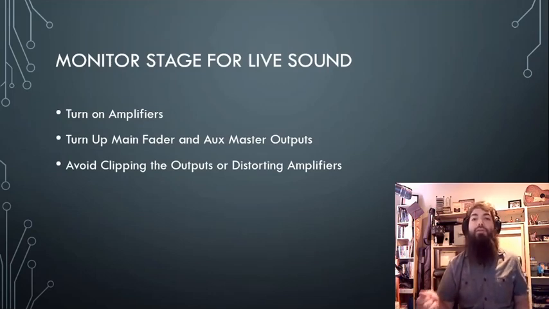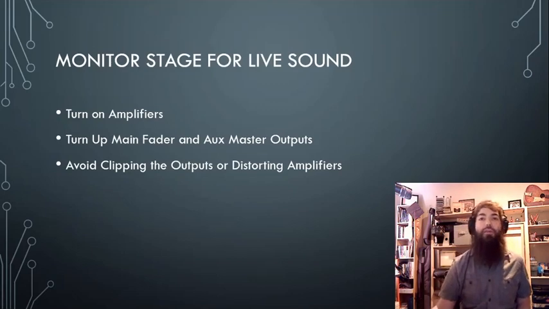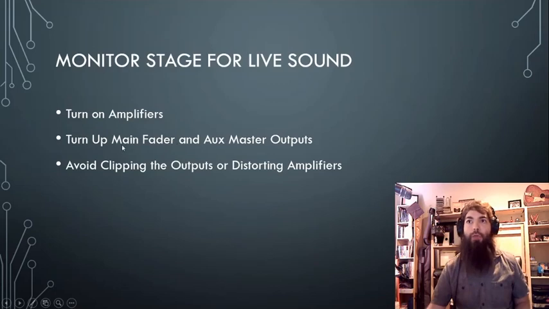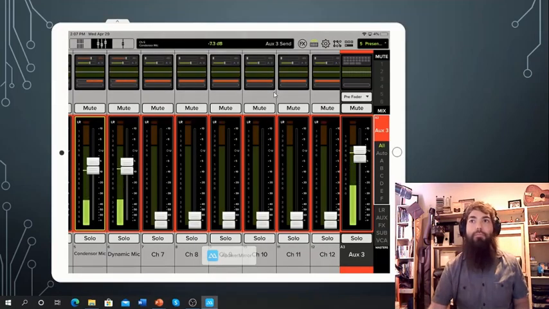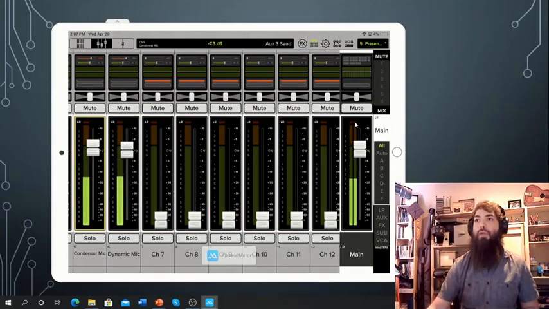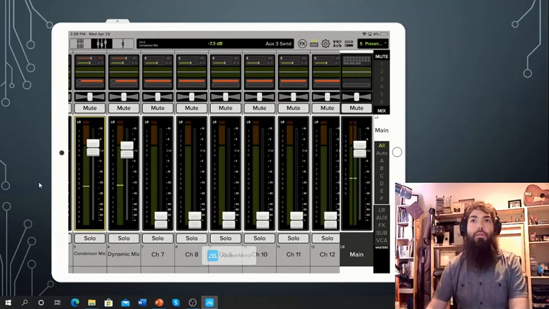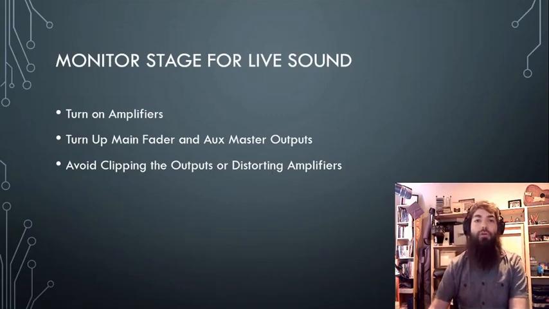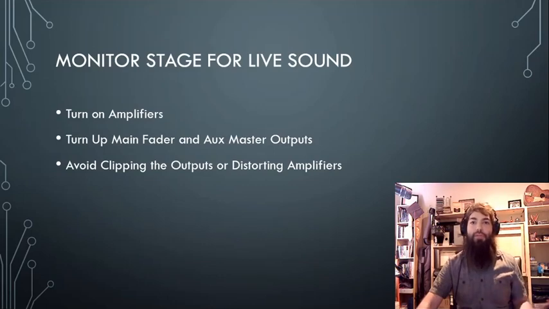And then once our amplifiers are on, that's where we can start to increase our master fader and our aux master faders. While we're doing that, we want to make sure we're avoiding clipping. So we'll watch our signal, make sure that that signal doesn't get into the red. So we'll keep an eye on that signal. And same here, we want to make sure we don't distort the amplifiers, because the amplifier itself will also have a little red light. So we can keep an eye on that, make sure we don't pop the speaker, because it was given too much amplification.